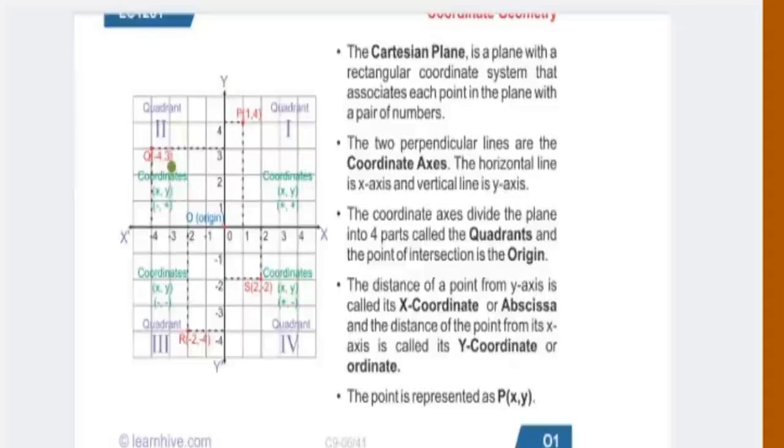Similarly, y coordinate is 3. That means this point Q is 3 units away from the x axis. Similarly, you can take this point R also, (-2, -4), and the other point S is (2, -2). So here you remember the point is represented as P(x, y). We can generalize this point as P in brackets x, y. That means first you write the x coordinate and secondly you write the y coordinate.